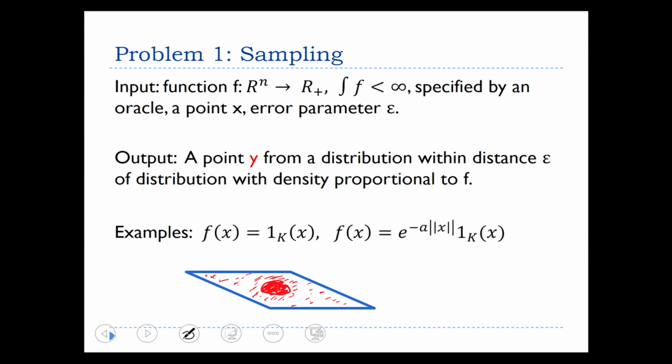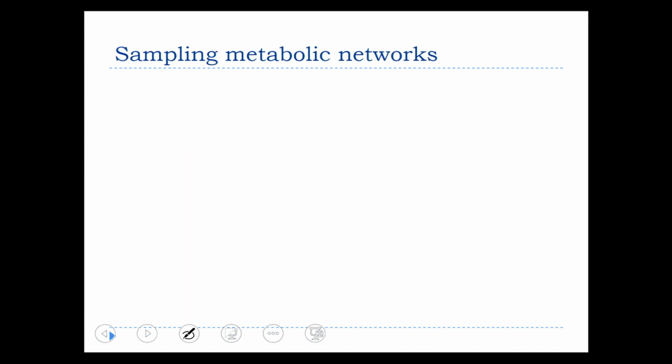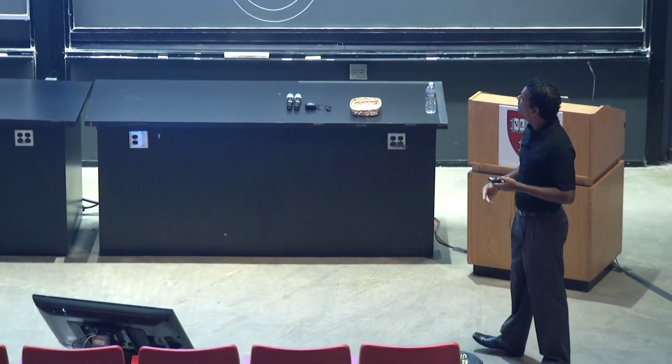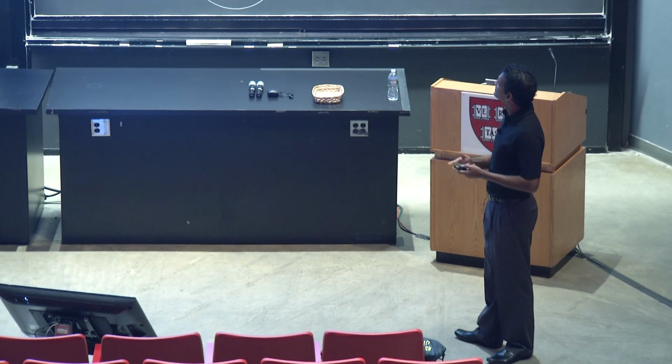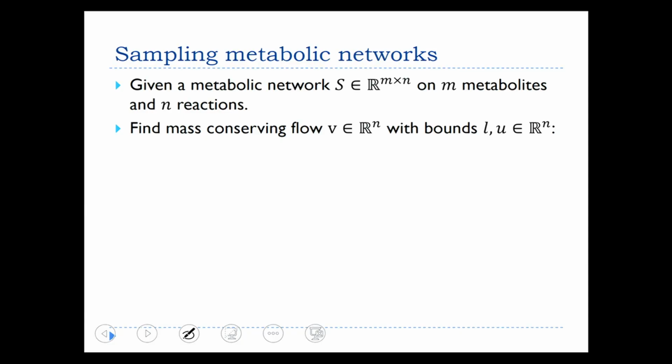Now, I want to mention quickly one example where these sampling problems show up. They are surprisingly practical of late. This is an example from biology, sampling metabolic networks. So these networks have to do with how chemicals are changed from one form to another inside an organism like us. It's modeled as a network with metabolites and reactions, and you'd like to find a mass conserving flow, because there is conservation, which you can express as a linear program.